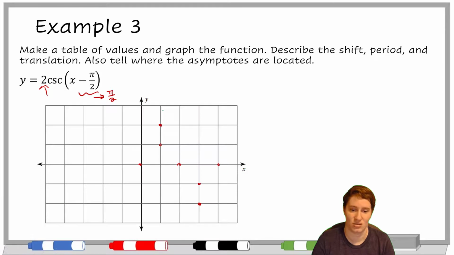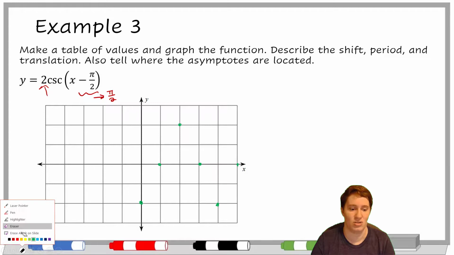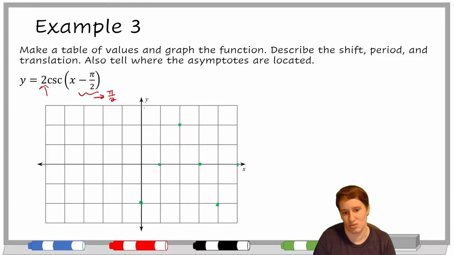I'll just change colors here to help. So this point goes here. This one goes here, here, here, here. We could go backwards if we wanted to. So these green dots are going to be where sine would be. And then we want to use that. We want to draw asymptotes in the middle, or where it's in the middle. Here and here and here.